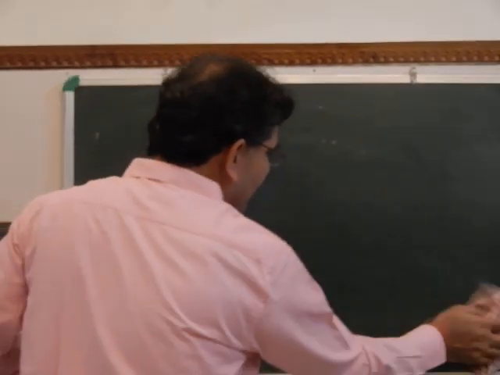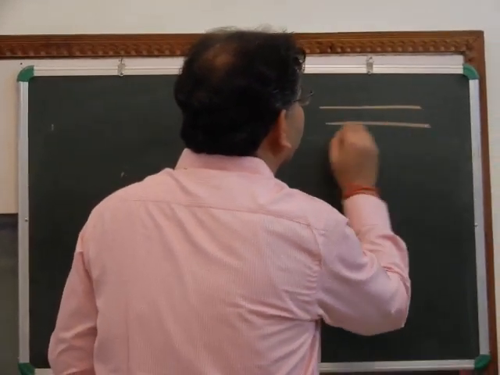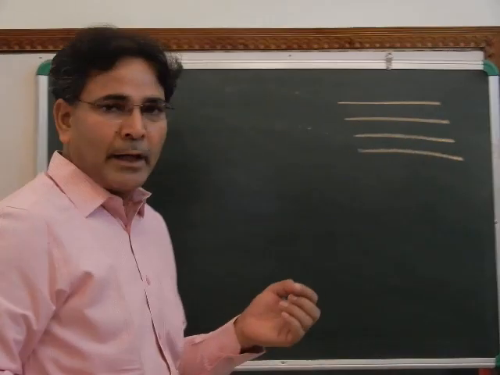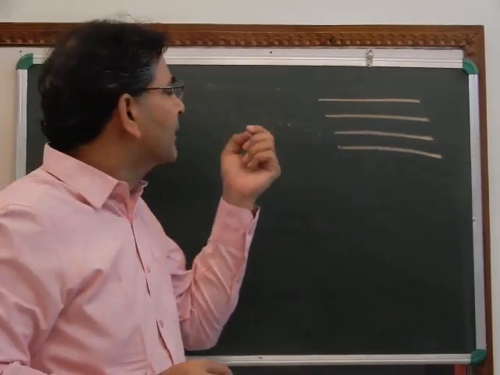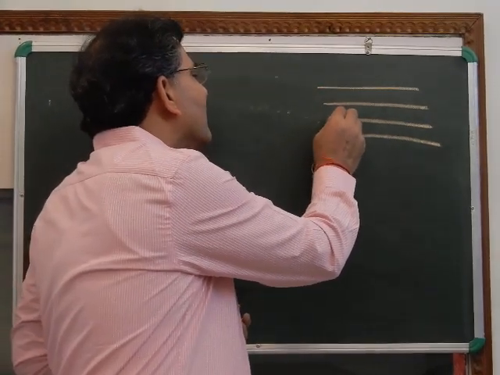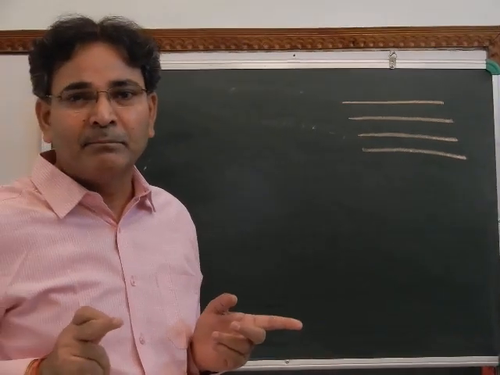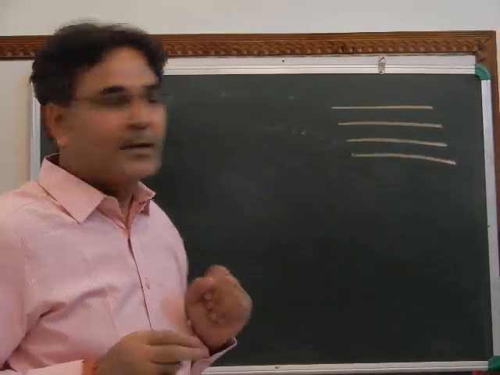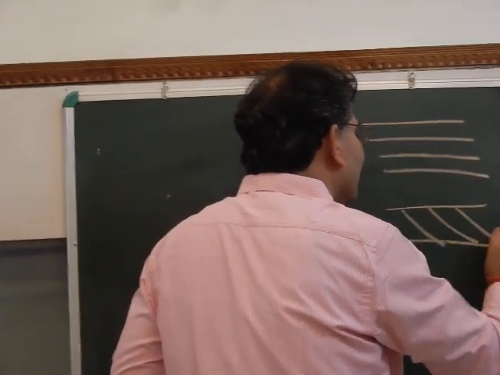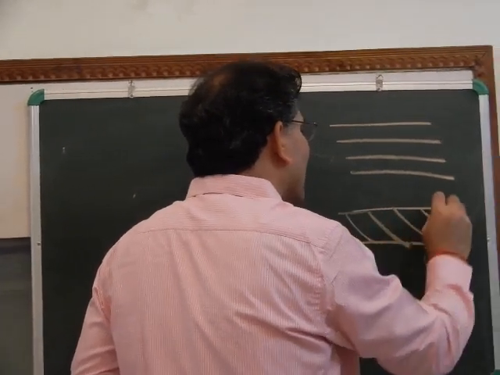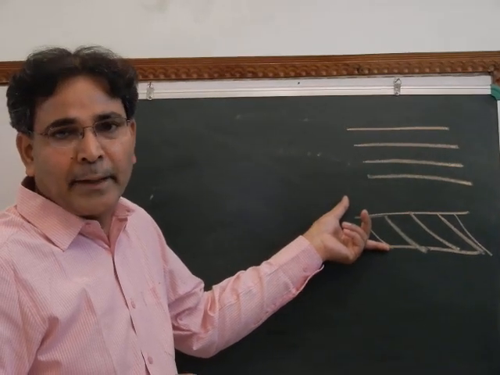Generally, bedding means the strata. If the thickness is less than 1 centimeter, this bed is known as lamination. Generally, the bed or the strata are horizontal. Cross bedding means the beds are not horizontal. So if these are the beds, and there are certain beds which are not horizontal, but they are inclined, then this is known as cross bedding.